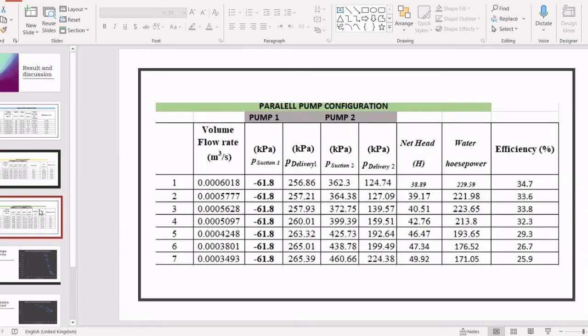Okay, the third part is the parallel pump configuration. We use the same procedures, and we have to figure out the horsepower. We take the pressure delivered 1 and the pressure delivered 2, and we divide them by the density and the gravity, and we get this number, which is 229.59.